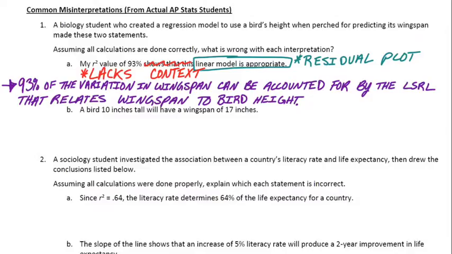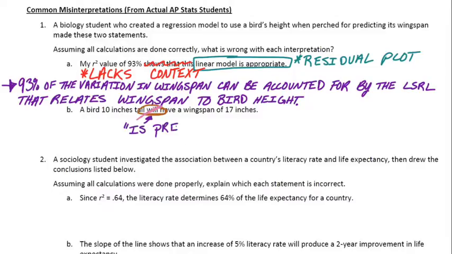Part B, it says a bird 10 inches tall will have a wingspan of 17 inches. So it looks like the kid used 10 inches, plugged that into the LSRL, and the output was 17. The issue is that this is too confident to say that absolutely a bird that's 10 inches tall will definitely have a wingspan of 17. So the fact that it says that it will have a wingspan of 17 is wrong.